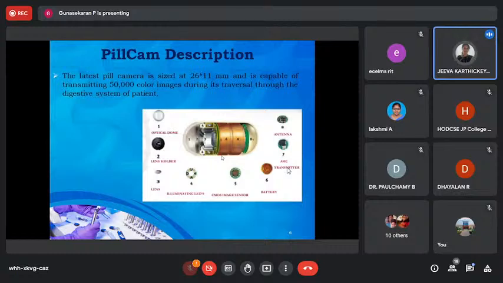And the battery: here we use a silver oxide primary battery. It is disposable and does not cause harm to the body. And the ASIC transmitter: the 2 transmitting electrodes are connected for receiving. It captures the image from the optical dome. And finally the antenna, which is at the end of the capsule, enclosed in a dome-shaped end.